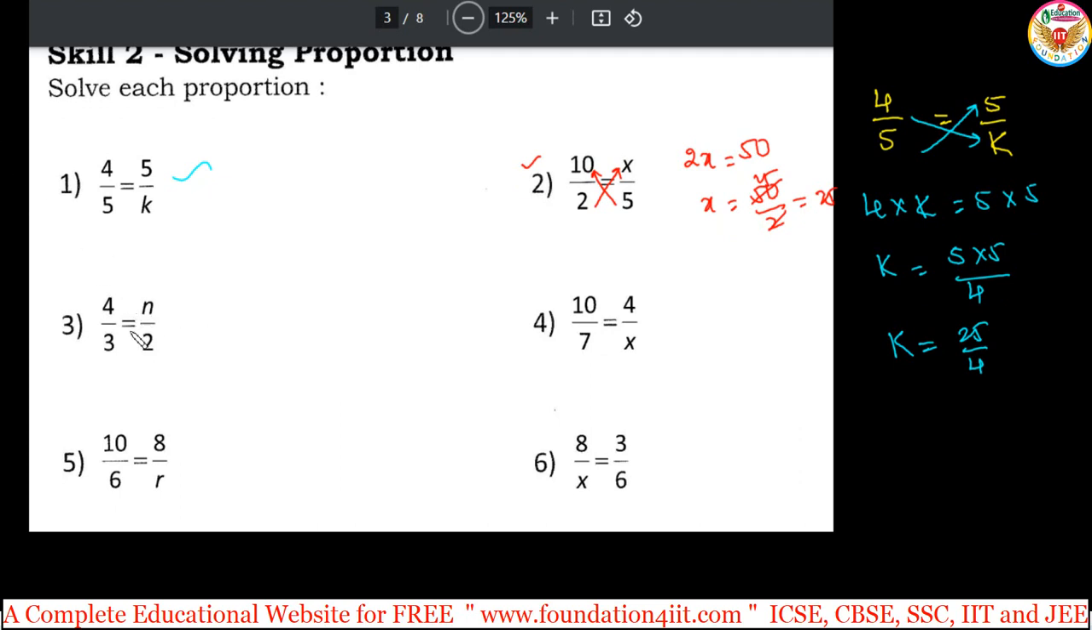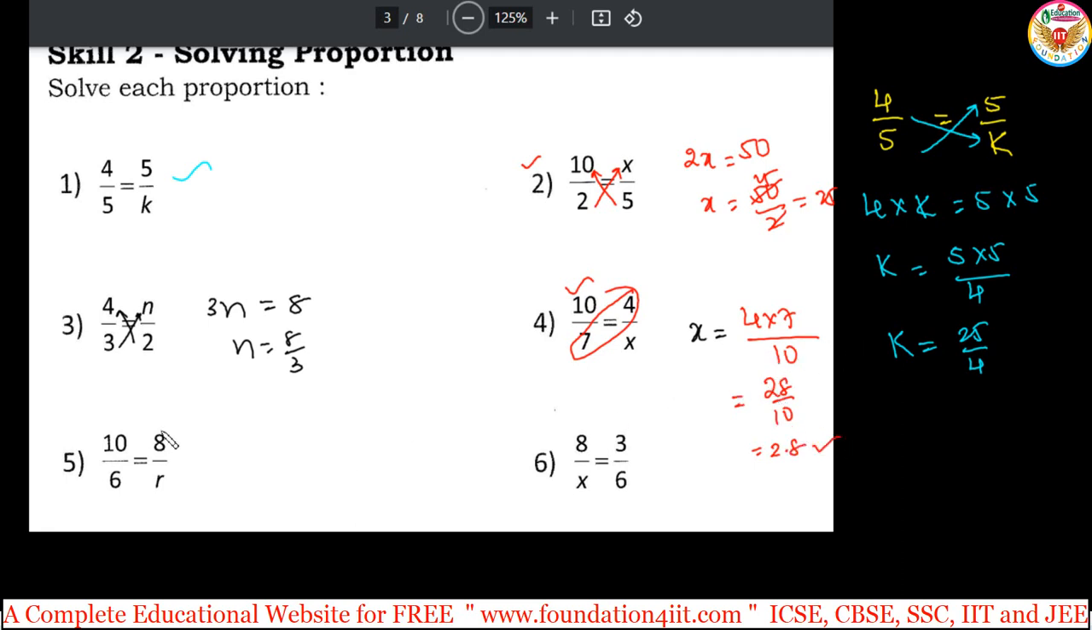Let us see one more. This is what you write: 3n is equal to 8. Once perfect, by seeing you can write, then n is equal to 8 by 3. If you want to find the x value directly, just multiply these both, 4 into 7, and directly divide by the opposite 10. So 28 by 10, that is 2.8. You can write it in decimals or as a mixed fraction also. You can stop at that answer.